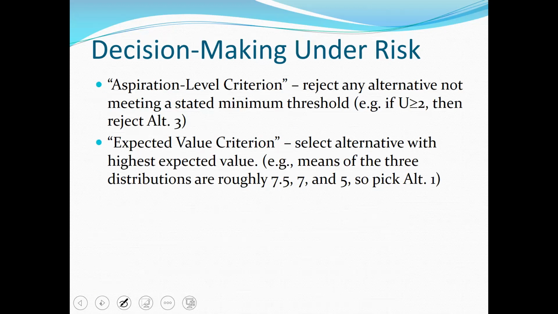So you could have some aspiration level criterion. Reject any criteria not meeting a stated minimum threshold. Okay, so let's look at this.